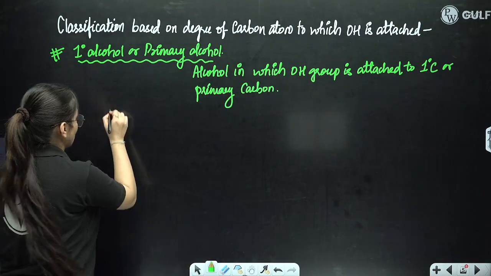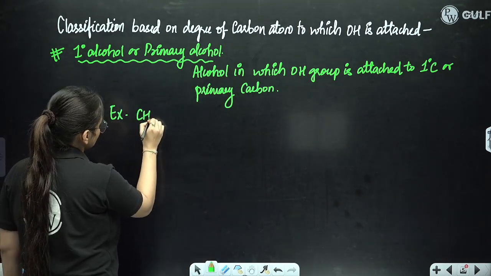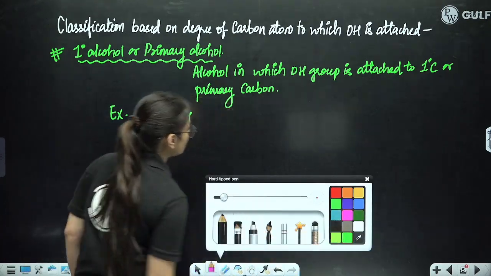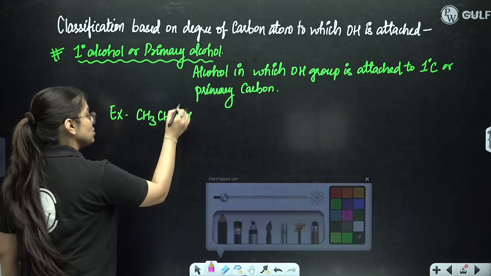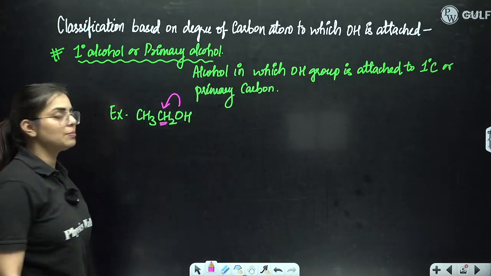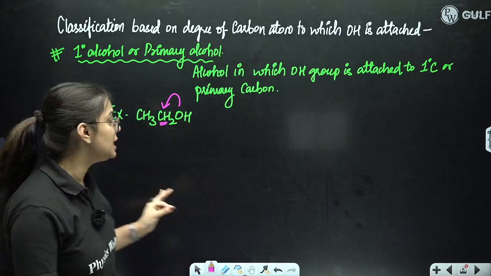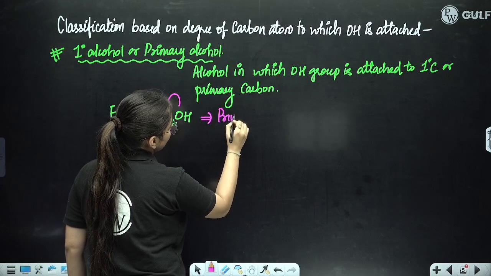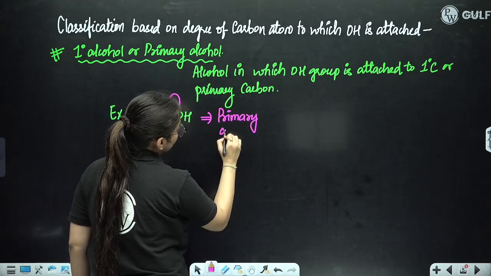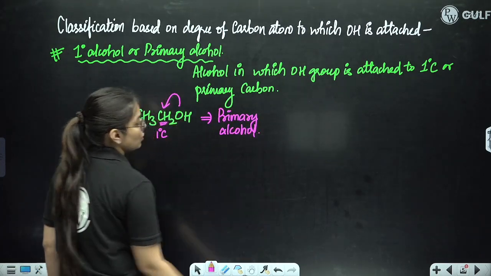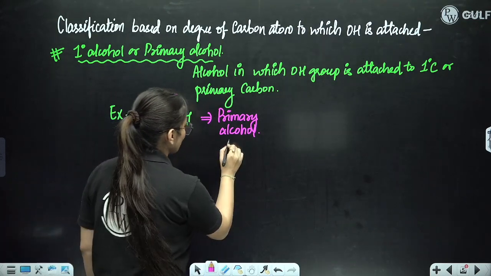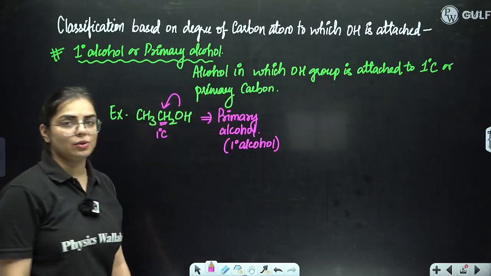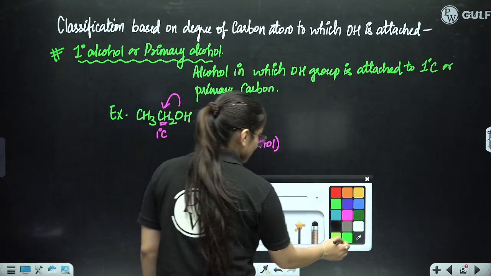Let's take a general example. CH3CH2OH. Now see, students, in this particular part, OH is attached to this carbon. What is the degree of this carbon? This carbon is further linked with only one carbon. So this carbon is a 1 degree carbon. Hence this complete alcohol is your primary alcohol, or what I can say is 1 degree alcohol. Clear with this part? Okay. Let's take one more example over here.